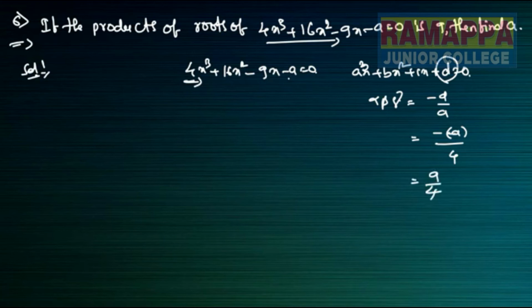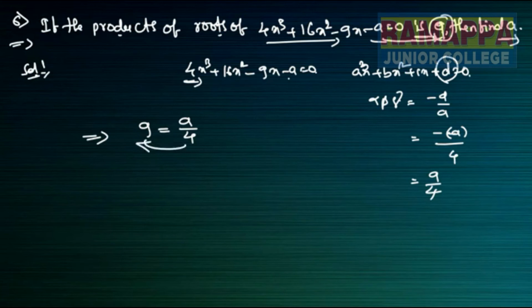So he is saying that the product of the roots of this equation is 9. I write here 9. So 9 is equal to a by 4, and we have to find the value of a. So a is equal to 9 into 4, 36 will be the answer for this a.